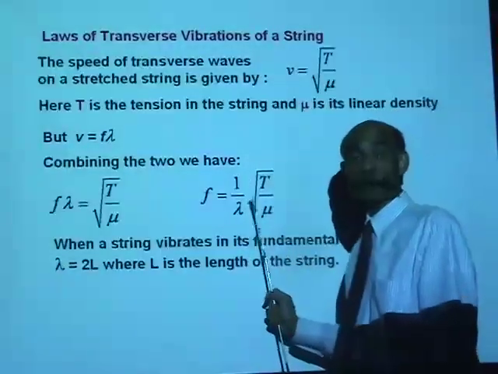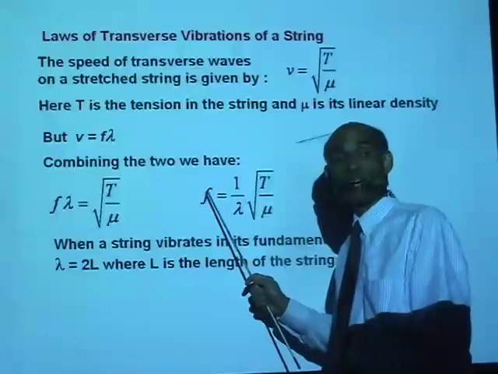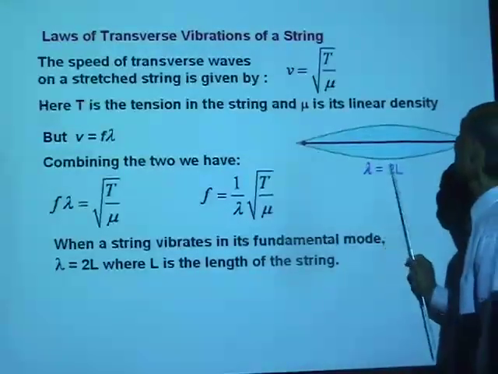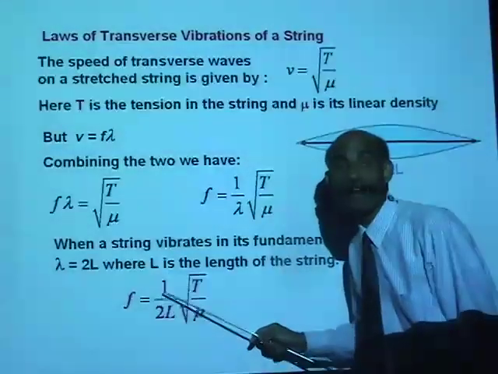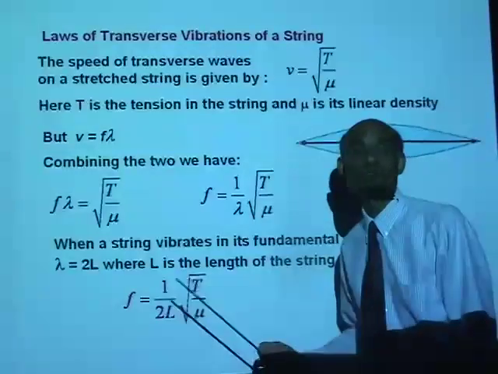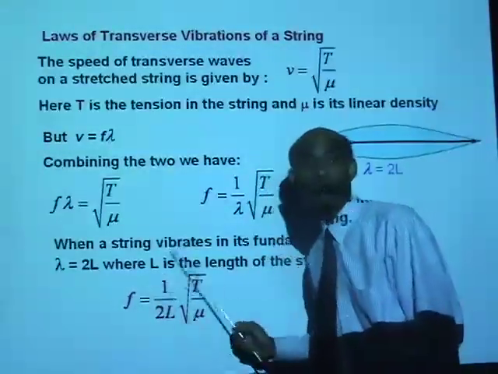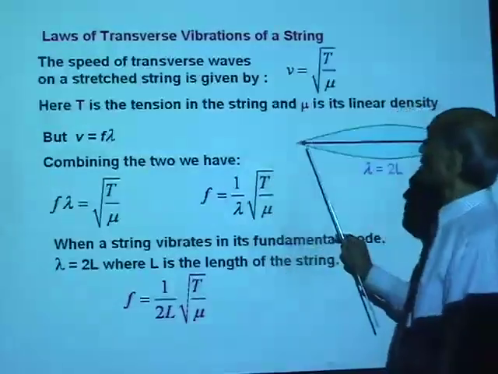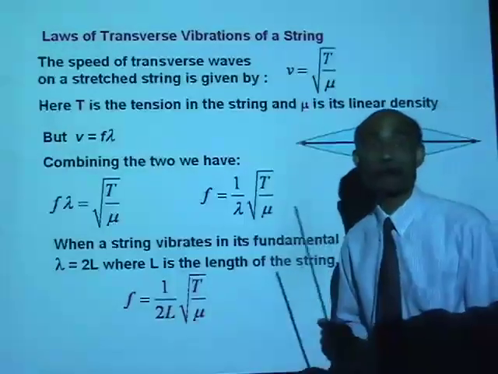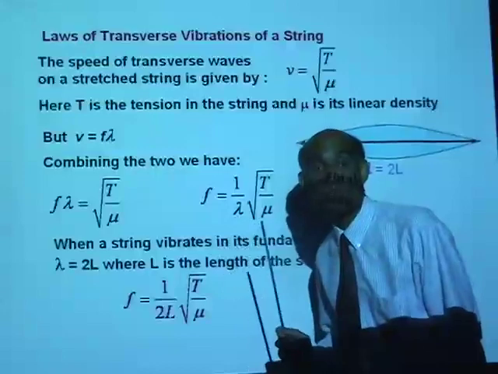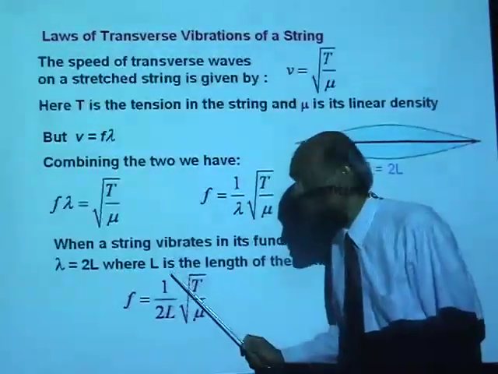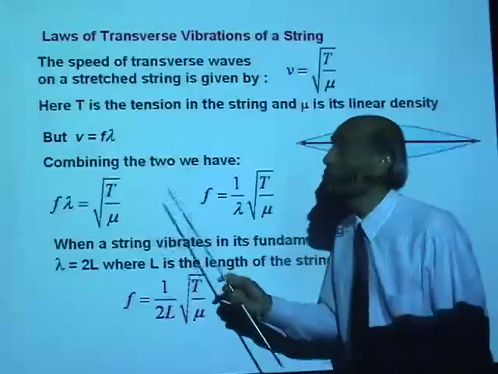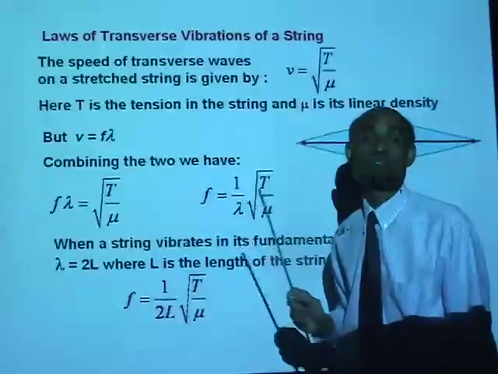So I can now rewrite this formula for the frequency of vibration. This is the fundamental mode of vibration, and at that time, wavelength equals 2L. So I have f equal to 1 over 2L times the square root of T over mu. Tell me, what does this f represent? Because we replaced lambda by 2L, this is the frequency of the fundamental mode, the frequency of the string when it vibrates in one segment. So the frequency of the fundamental mode of vibration of a stretched string is 1 over 2L times the square root of T over mu. Now, this equation can be used to describe the laws of transverse vibrations of a string.